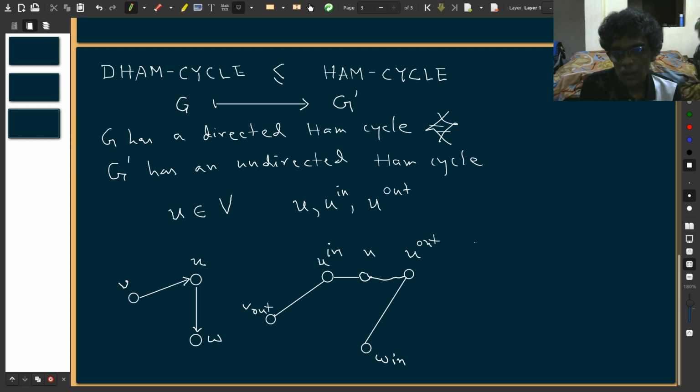So, there are two questions. First, I have to show that this construction works: G has a directed Hamiltonian cycle if and only if G prime has an undirected Hamiltonian cycle. So, I leave it as an exercise to you. One, correctness of the construction.